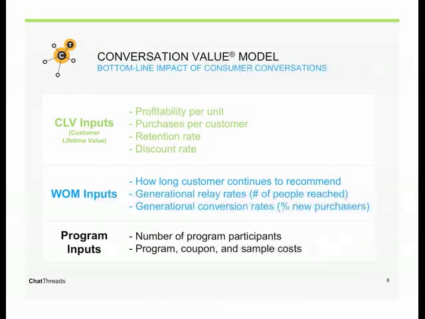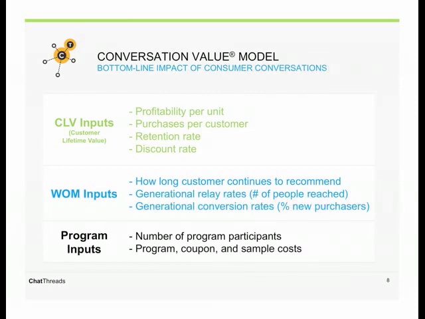Then we look at what the word-of-mouth value is. So how long does a customer continue to recommend your product? How many people do they recommend to? And we measure that in generations, which I'll explain in a second. And then what percentage of those people who are referred actually go on to purchase it? The third set of numbers are looking at the number of people who are engaged in a program, and also what the costs of the program are.